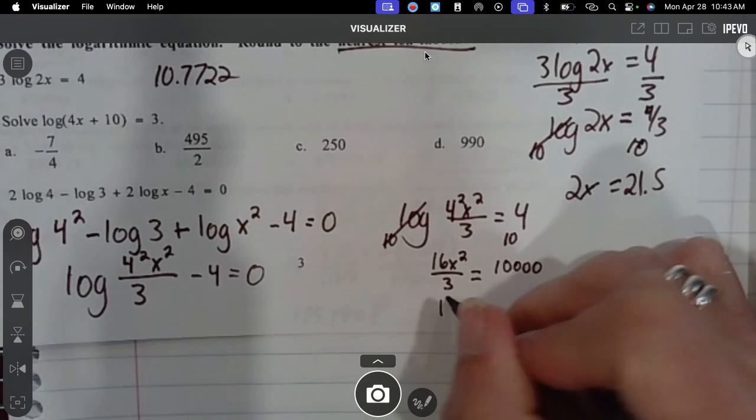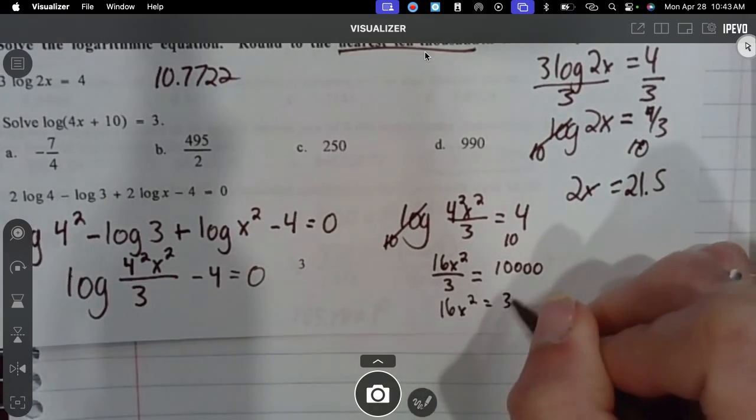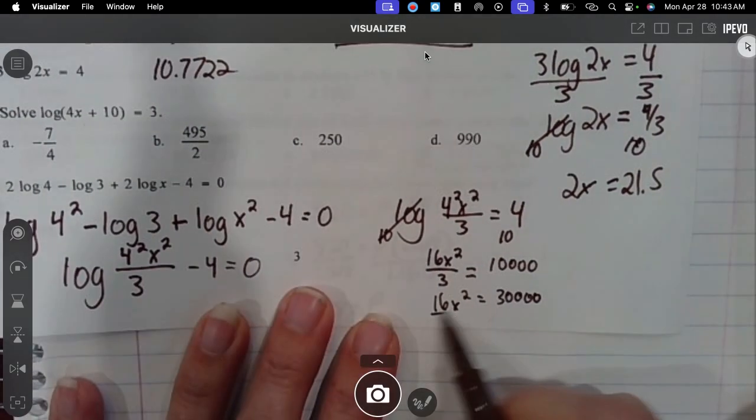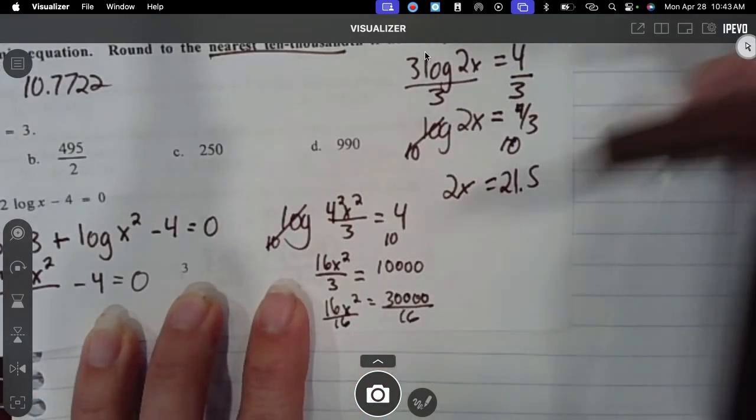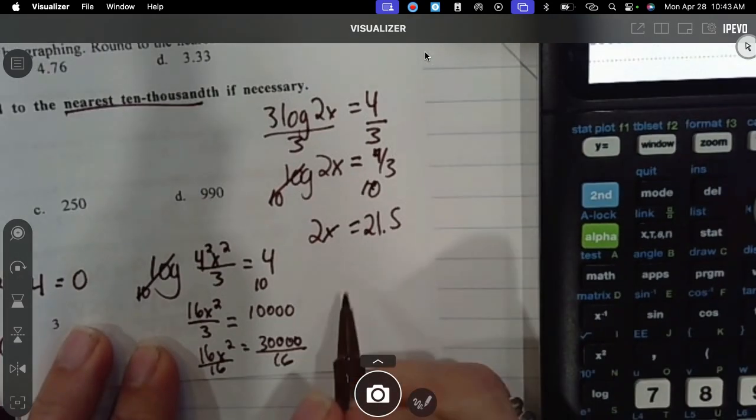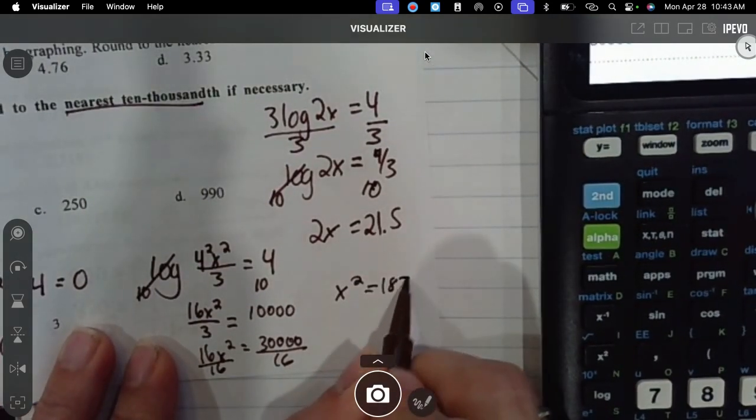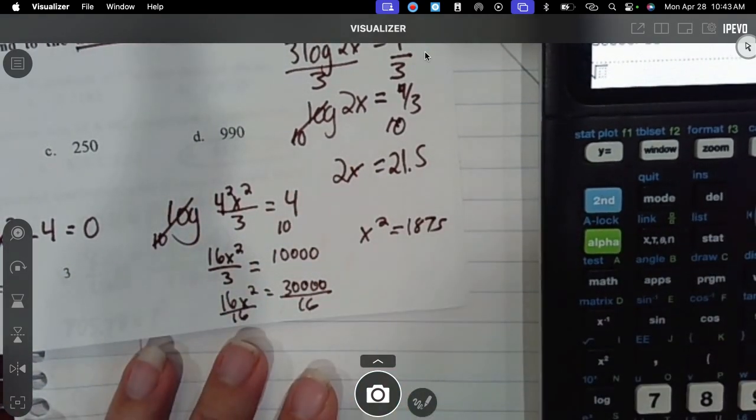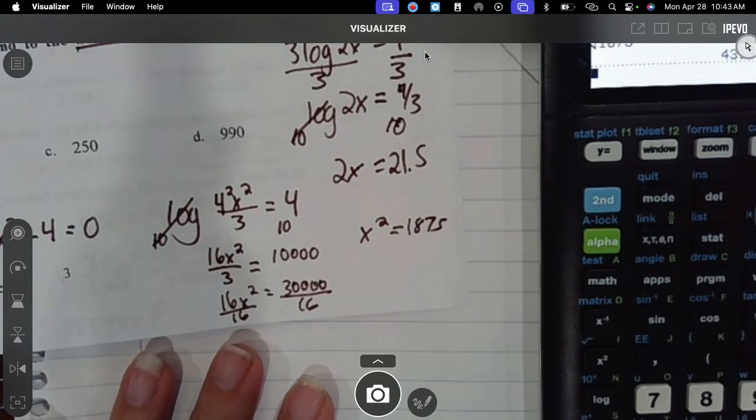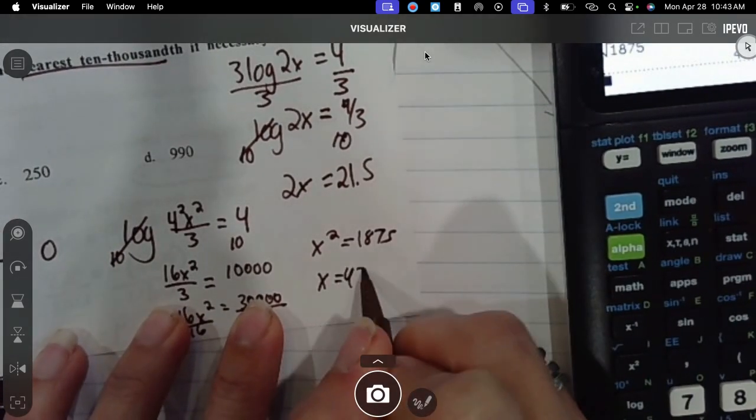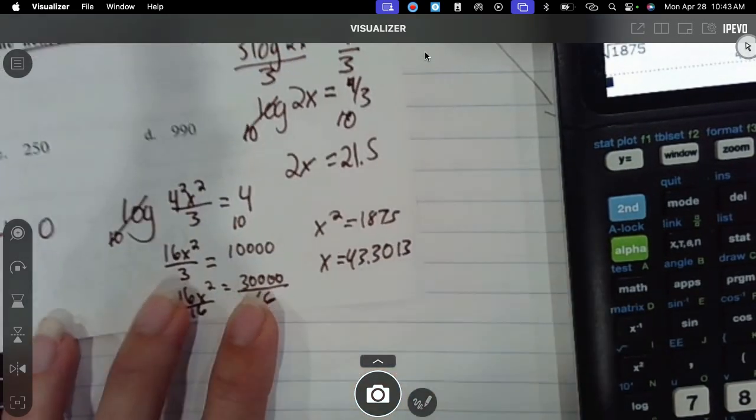Keep paying attention, so I don't have to go back over it when I just did. Then what do I do? Divide by 16. 30,000 divided by 16. So x squared equals 1,875. Then what do you do? Square root. And my answer to number 28 is 43.3013, going out 4 decimal places.